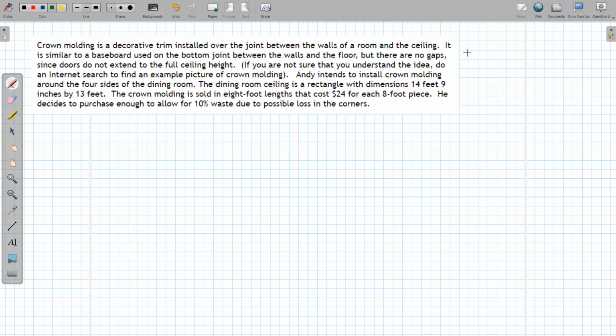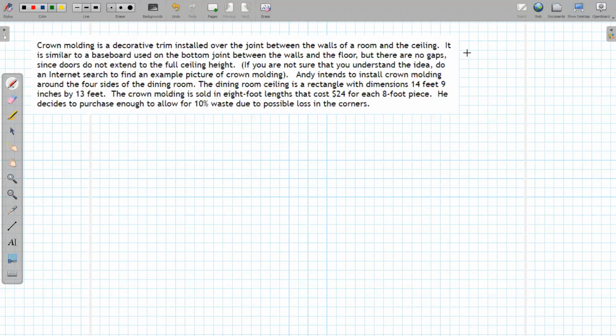The dining room ceiling is a rectangle. Dimensions are 14 feet and 9 inches by 13 feet. And the crown molding is sold in 8-foot lengths, $24 for an 8-foot piece. And he wants to have 10% extra for waste when we cut at the corners.